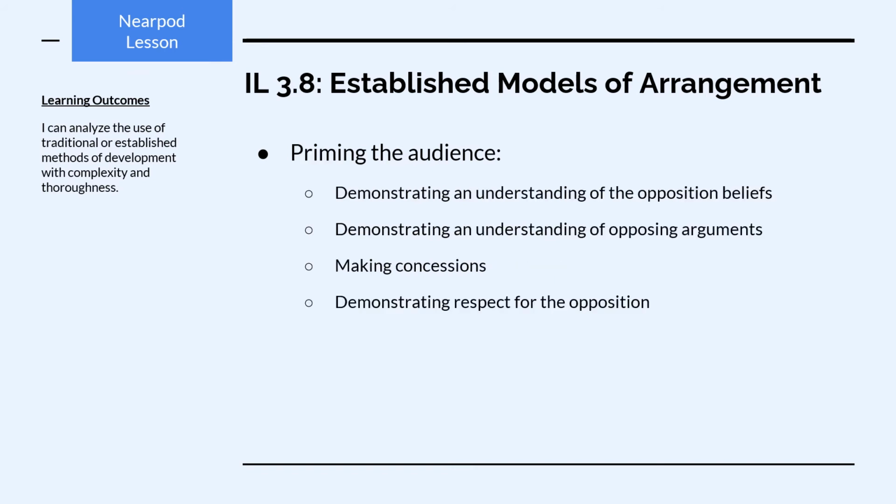When priming the audience under the Rogerian model, you must demonstrate an understanding of the opposition's general beliefs, as well as demonstrate an understanding of the various opposing arguments that the opposition have. You also want to make concessions throughout this part, and also just generally demonstrate a respect for the opposing position.